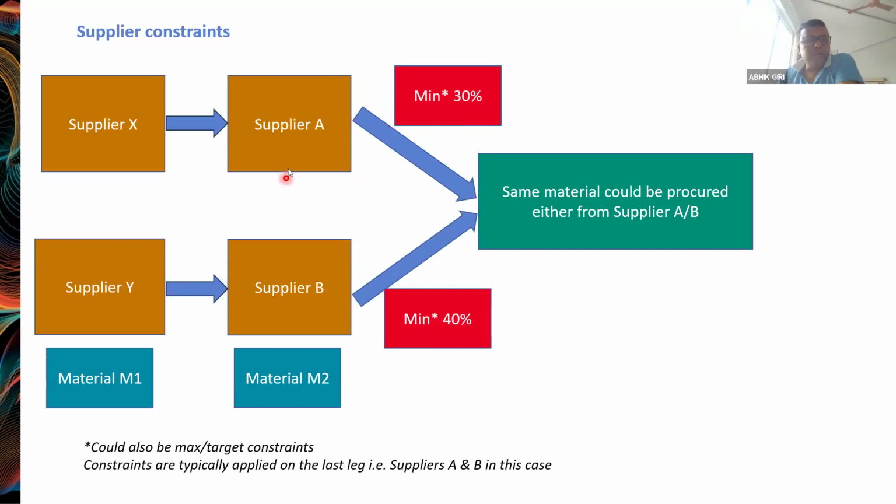Okay, now can anyone tell me why we have this? Why would a company have this kind of rule, that I would require a minimum of 30% from supplier A and a minimum of 40% from supplier B? Anyone? Maybe sometimes supplier A wouldn't have the products needed, and then supplier B would have what is needed. We could then take more products.